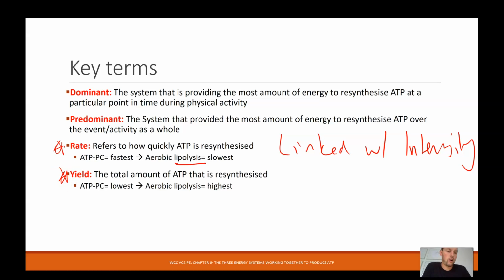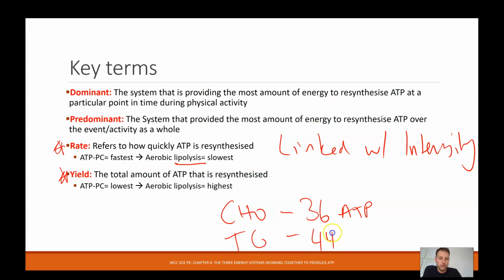Yield means how much energy can be provided. We looked at that in the last lesson as well. We talked about the fact that carbohydrates, aerobically, you can get 36 ATP from. A triglyceride, you get 441 ATP from. So we can see triglycerides have the largest yield. But if we break apart a PC, we can only get 0.7. So we can see there as well, the yield from a PC molecule is very low, whereas if we break down fats, we have the highest yield.